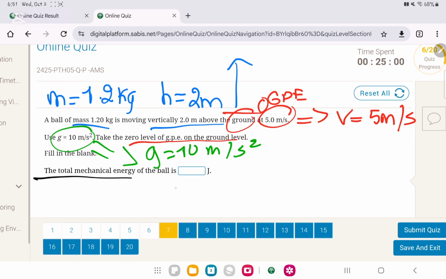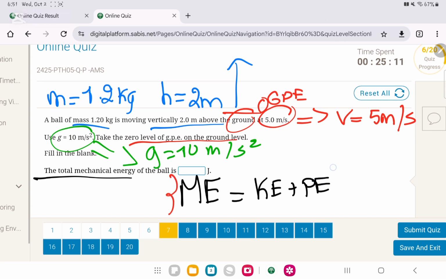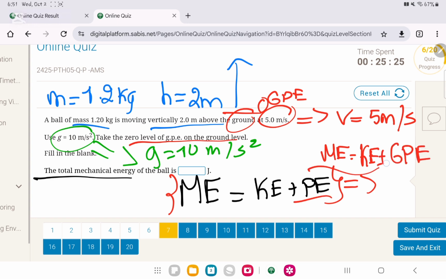The total mechanical energy of the ball. If you remember previously, mechanical energy is equal to what? Kinetic energy plus potential energy. Now, we're gonna go into it deeper, and we're gonna say that the mechanical energy is equal to the kinetic energy plus the gravitational potential energy. We're just adding a G to the potential energy, okay? The gravitational potential energy. So, first step, find all of the given. Or, first of all, let us expand the equation.